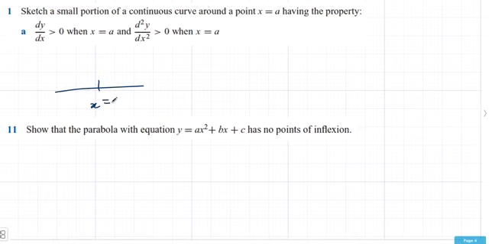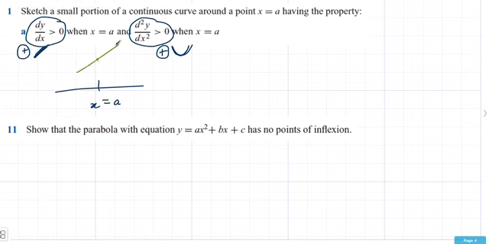It says here, sketch a small portion of a continuous curve around a point x equals a. Here's x equals a. It says the derivative is less than 0. Now, if the derivative is less than 0, it's not a turning point, because that would be equals 0. It also says the second derivative is greater than 0. That means you have a positive second derivative, which means positive concavity. So the actual shape of the graph at this point, x equals a, would be a sloped line because of the gradient, but curved because of the concavity here.